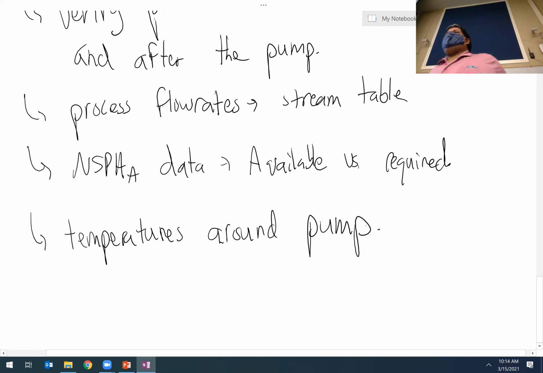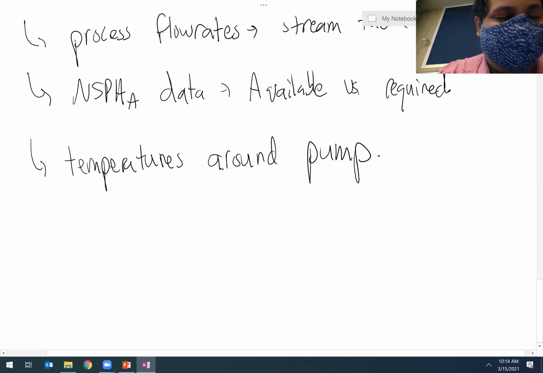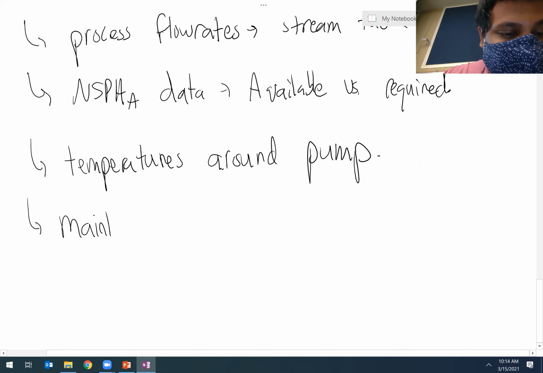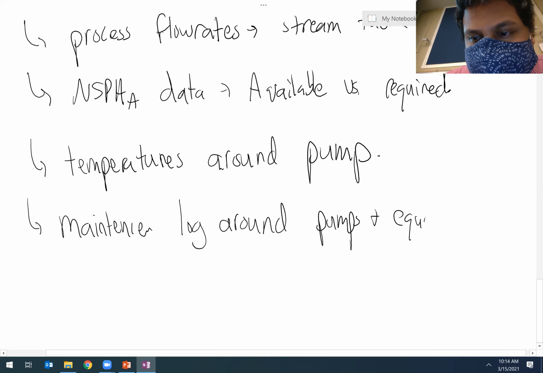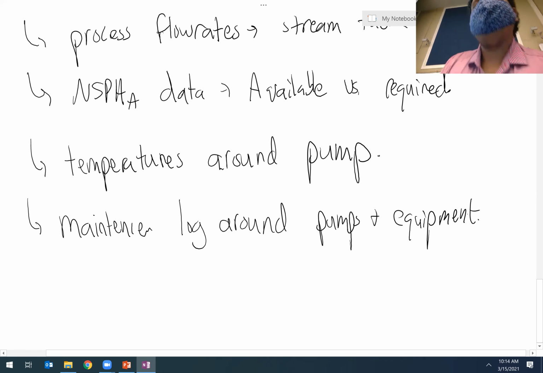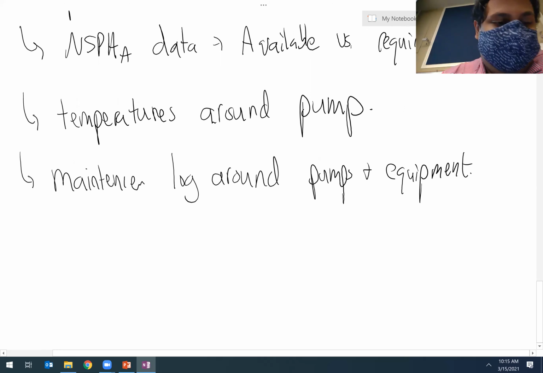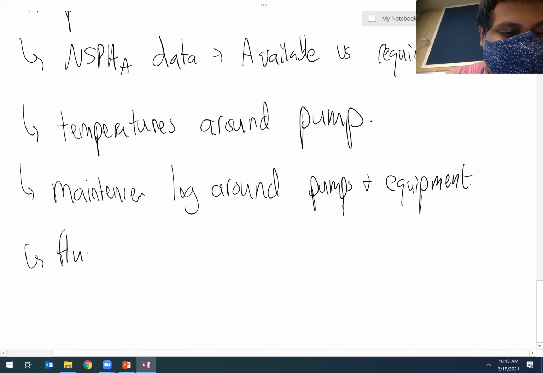All sorts of information. Anything else? You're gonna have like a good grill session with the operators. Go for it. If they missed maintenance on the pump. All right, what's my maintenance log look like? You want fluid level data? Okay.